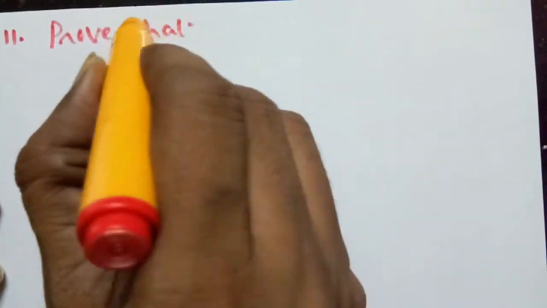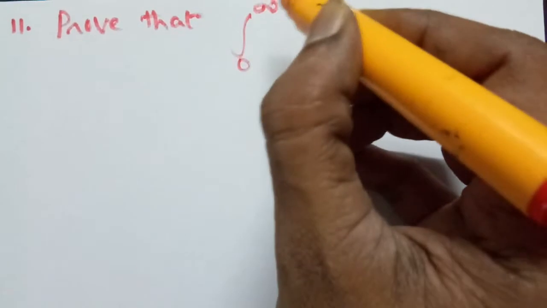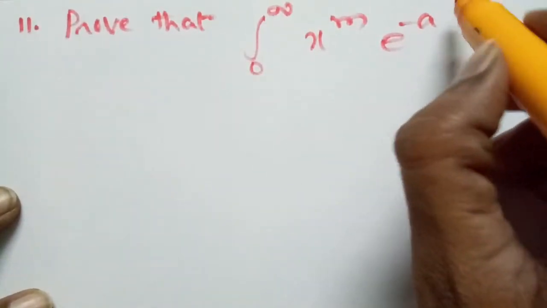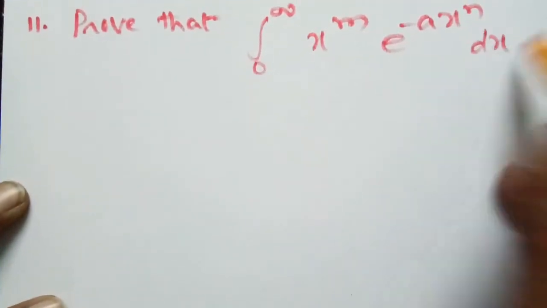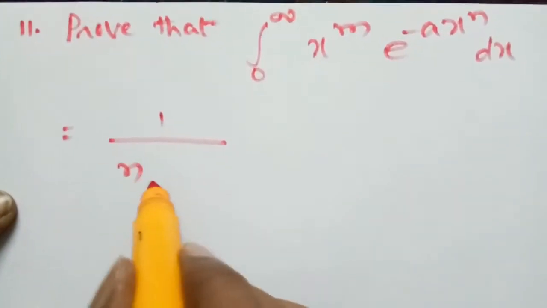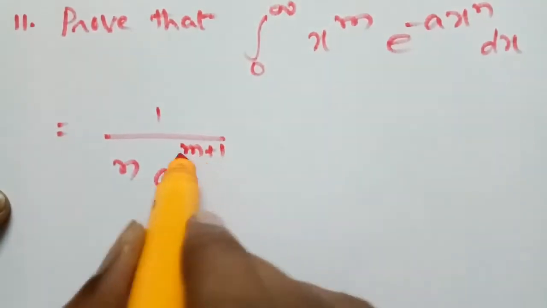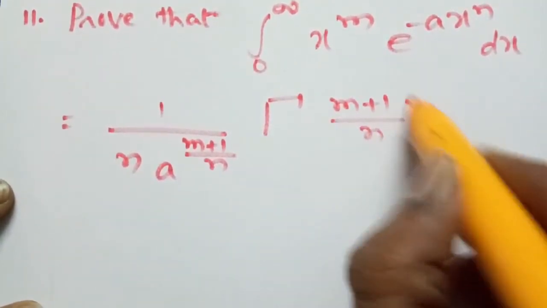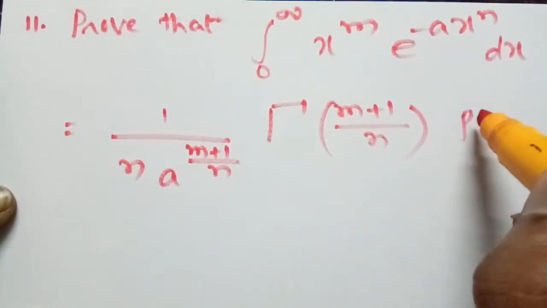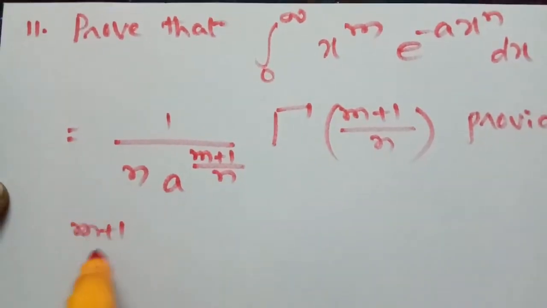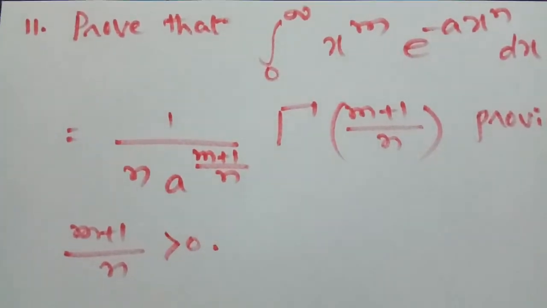Problem number 11. Prove that integral 0 to infinity x power m into e to the power of minus a into x power n dx is equal to 1 by n into a to the power of m plus 1 by n into gamma of m plus 1 by n, provided m plus 1 by n is greater than 0.